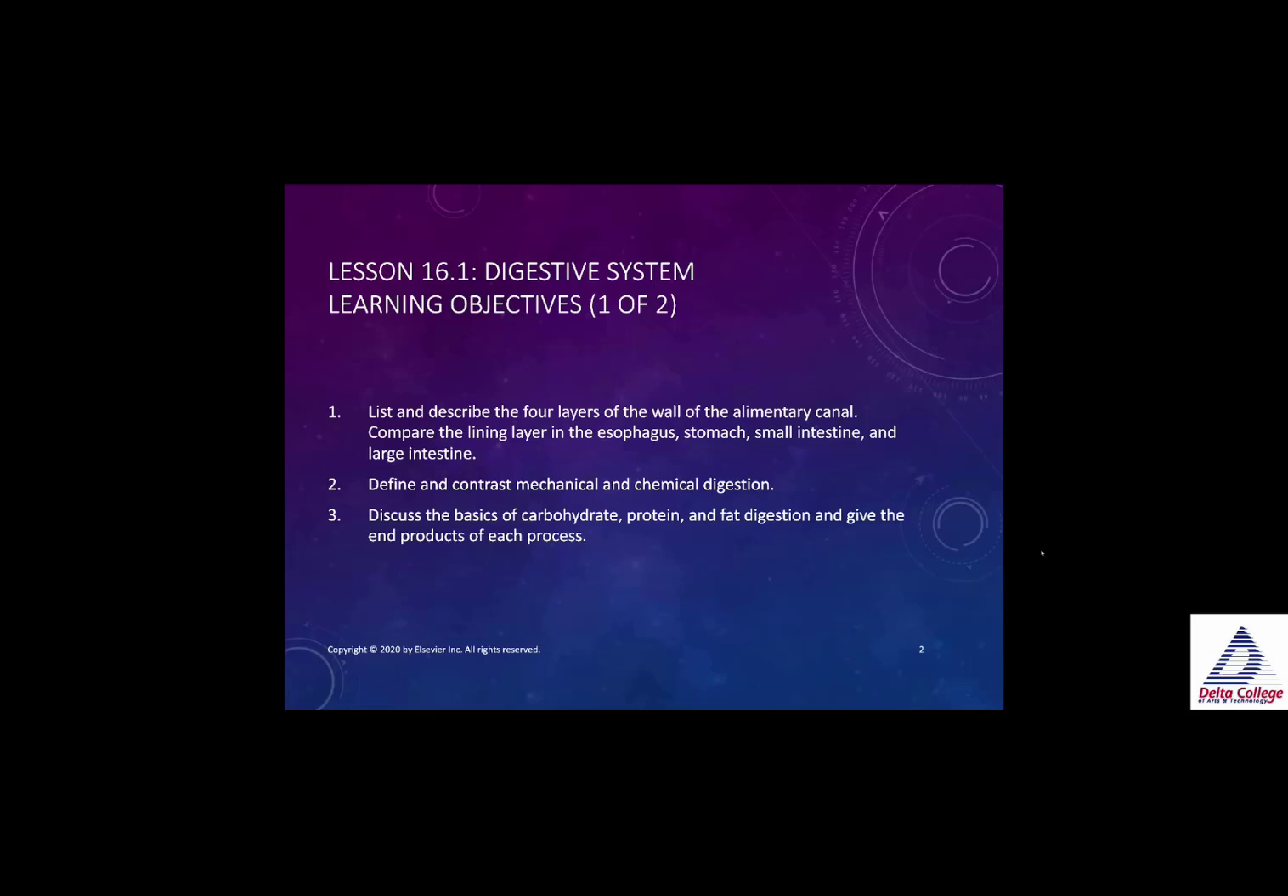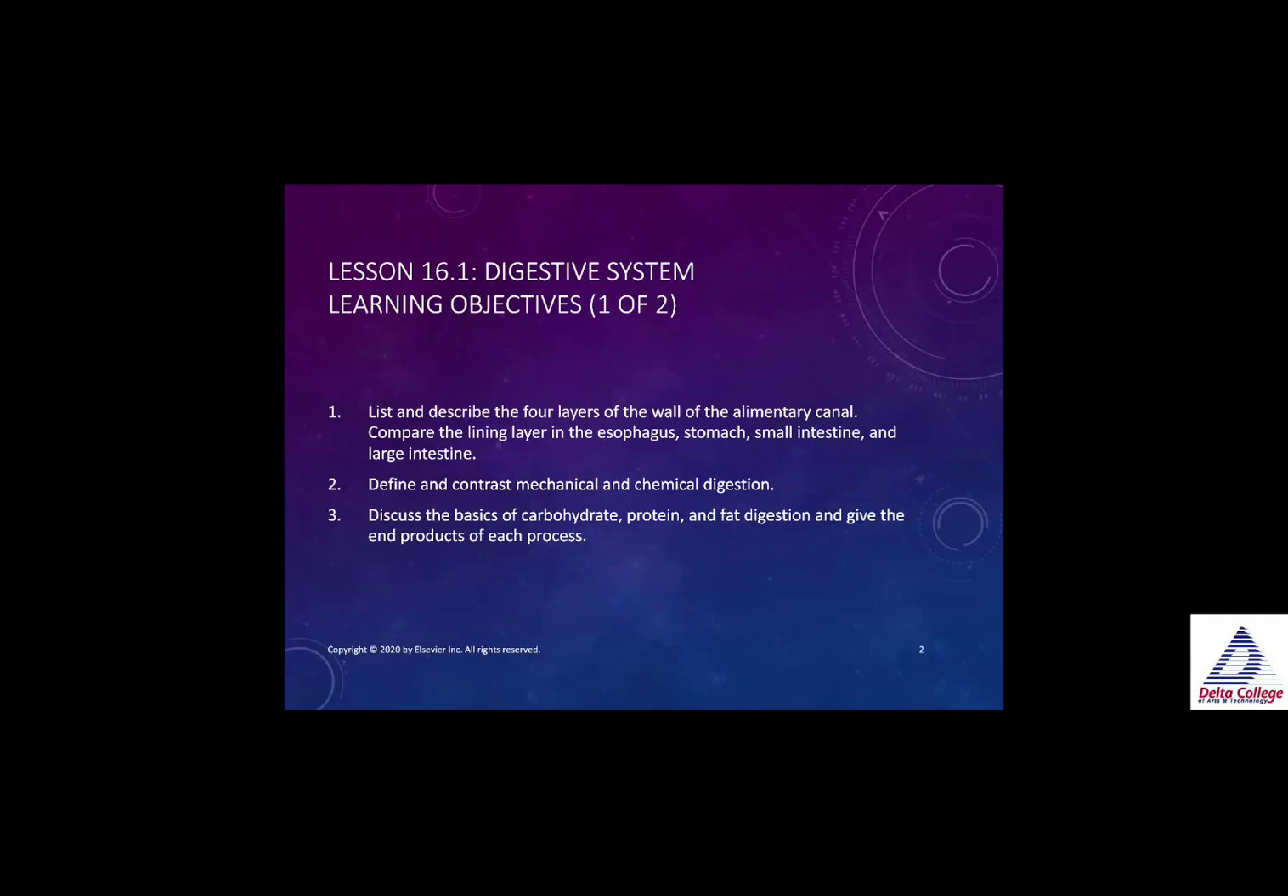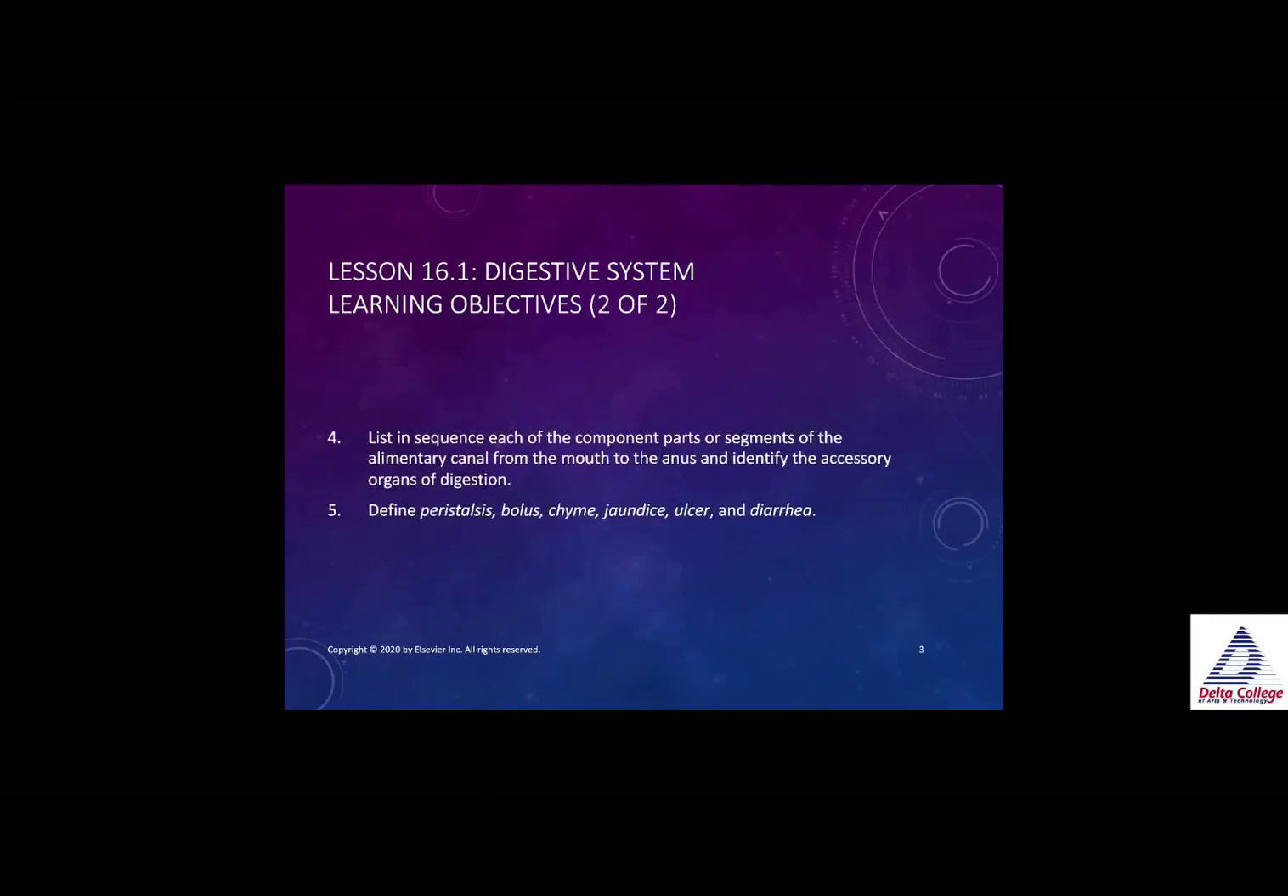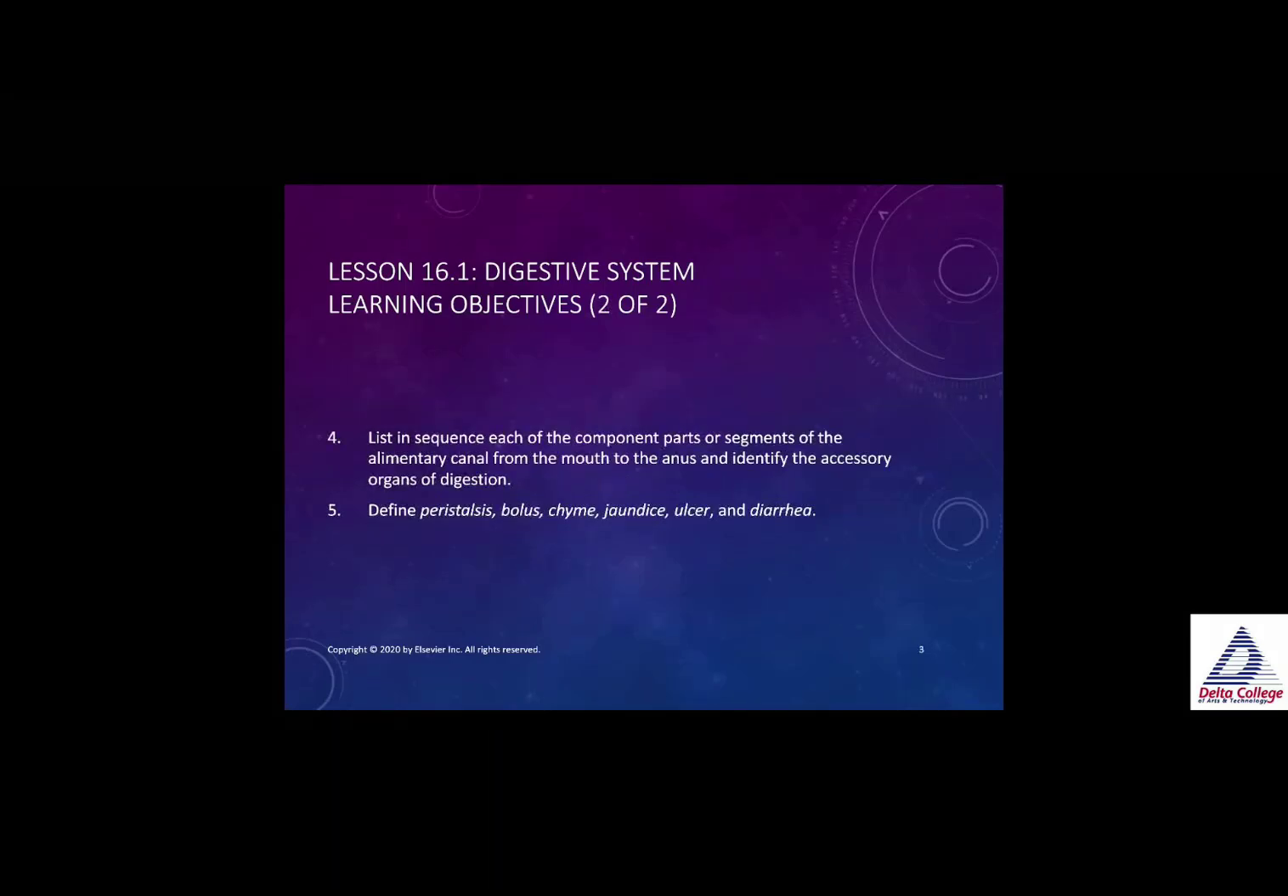So in this video, we're going to list and describe the four layers of the wall of the alimentary canal. Compare the lining layer in the esophagus, stomach, small intestine, and large intestine. Define and contrast mechanical and chemical digestion. Discuss the basics of carbohydrate, protein, and fat digestion, and give the end products of each process. We will list and sequence each of the component parts or segments of the alimentary canal from the mouth to the anus and identify the accessory organs of digestion. We'll be able to define peristalsis, bolus, chyme, jaundice, ulcer, and diarrhea.